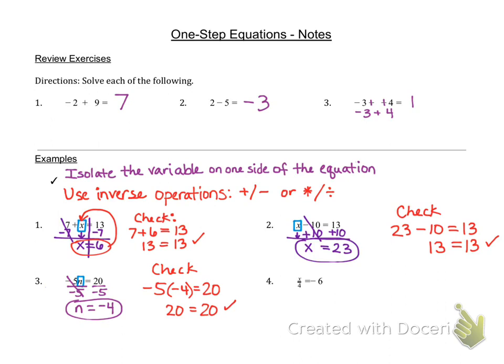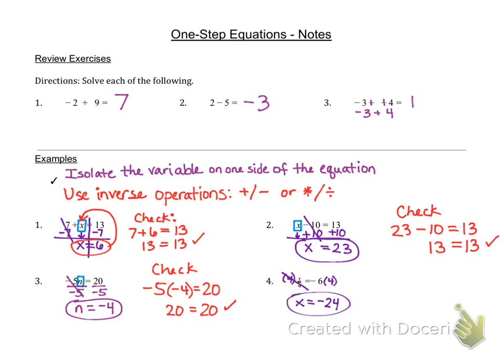Alright, number 4, last one, we have x divided by 4 is equal to negative 6. Well, the opposite of dividing by 4 is multiplying by 4. So whatever we do on one side of the equal sign, we have to do the other side. So the opposite of dividing is multiplying, so I'm multiplying both sides of the equation by 4. Now 4 divided by 4 is equal to 1, so those 4's cancel, and we're left with 1x equals negative 6 times 4 is negative 24.